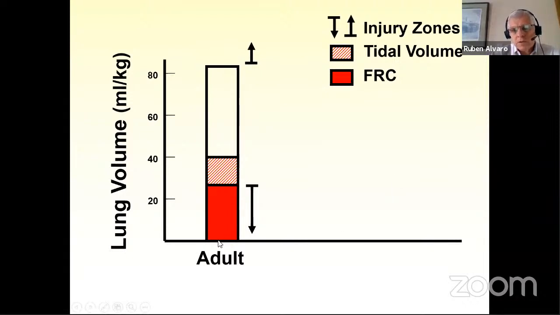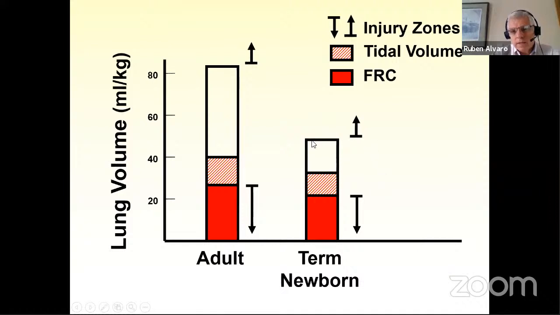Here we have the comparison of lung volume in mLs per kilo in adults, term infants, and preterm infants. You can see here the red is FRC. The dash red and white is tidal volume. And anything above these areas or below these areas is injury zones. So in adults, you have about 60 mLs per kilo that you can ventilate this lung safely. However, if you do the same study in a term infant, you will find now that the space or the difference between the top and the bottom injury zone is only maybe 25, 30 mLs per kilo. So it's much more difficult to avoid getting into those injury zones in a term infant.